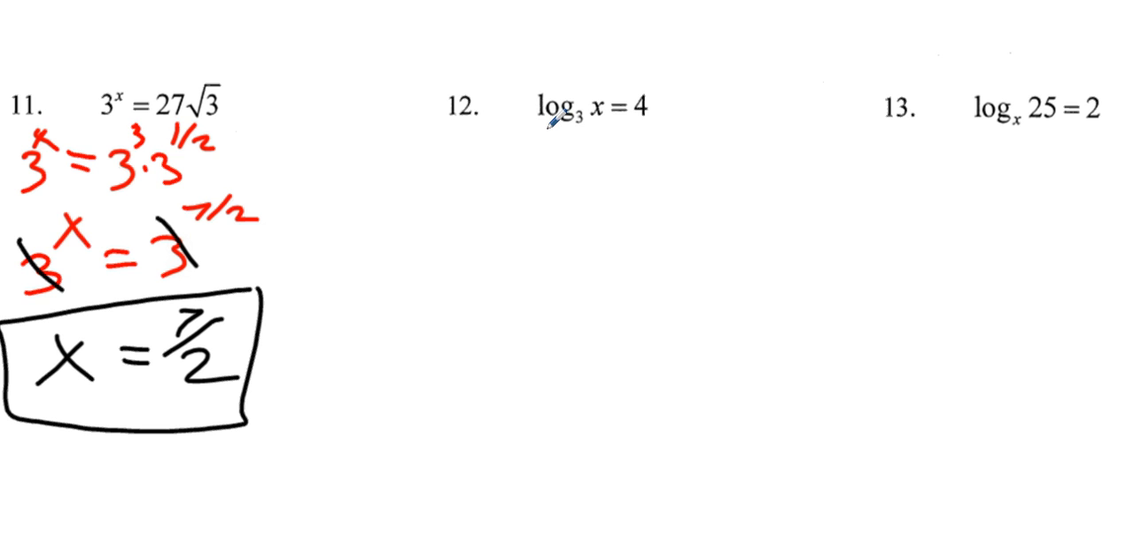Number 12, to solve this, we're going to convert it from a log to an exponent, where the base is 3. The answer of a log is the exponent, equals x. 3 to the 4th, 3 times 3 times 3 times 3, that's 81.